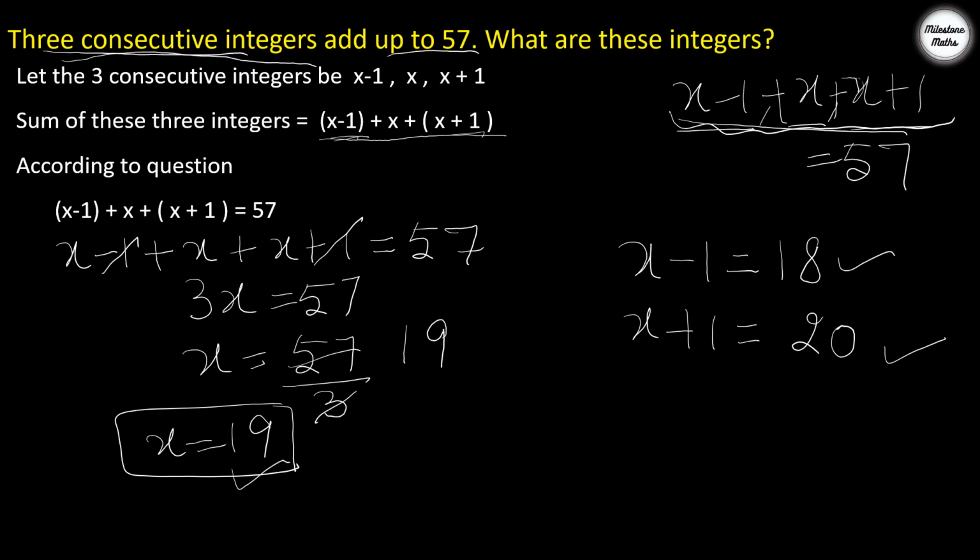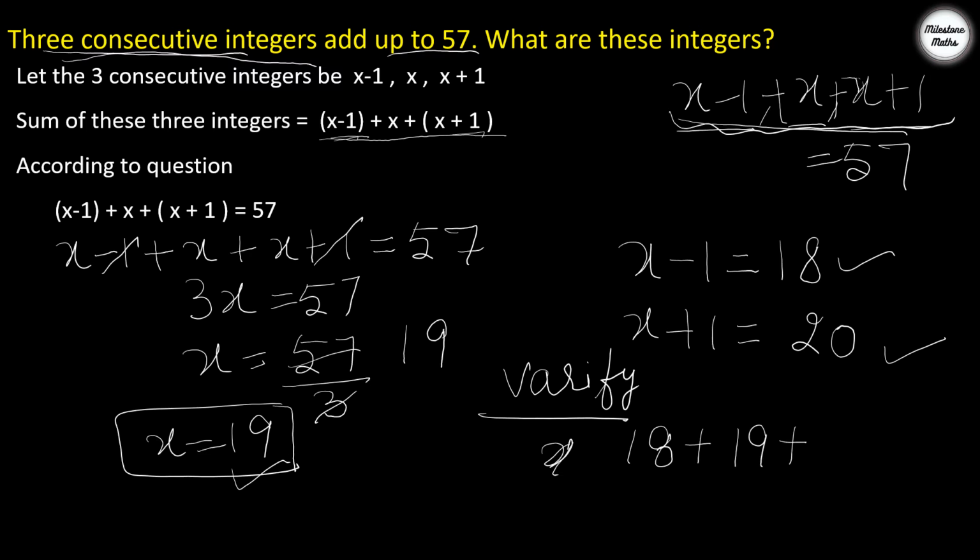You can cross check your answer. Always cross check your answer for this algebraic equation by verifying it. So if you put x minus 1, that is 18, plus x, that is 19, plus x plus 1, that is 20, and sum it, you will get 57. So you can always verify the answer.